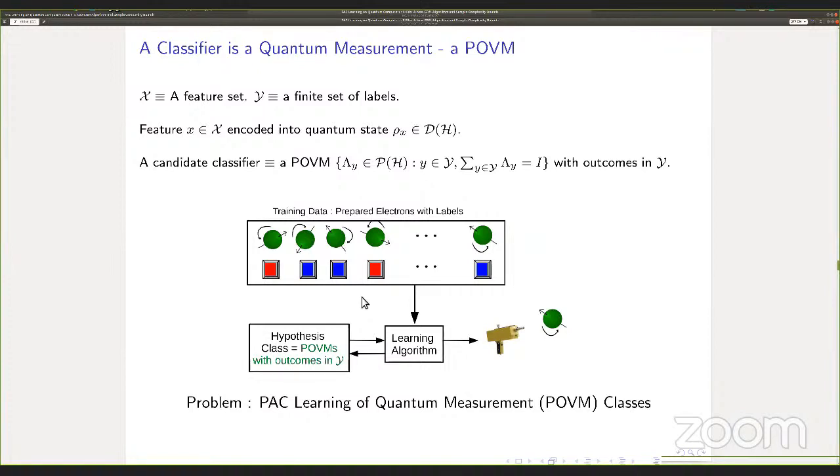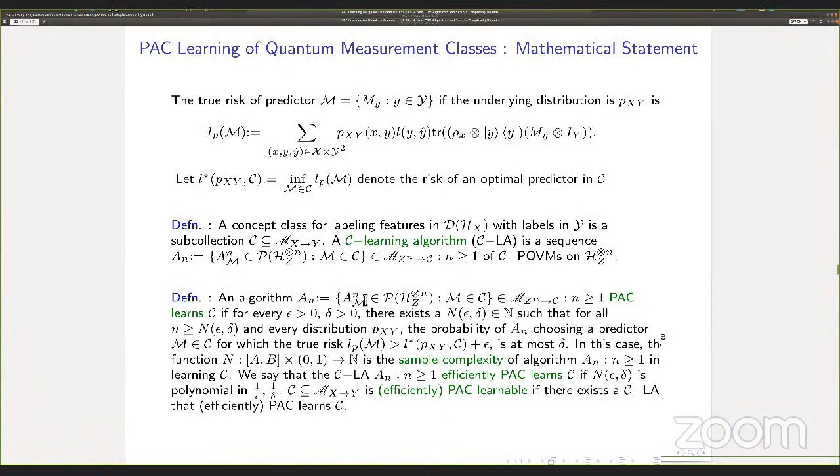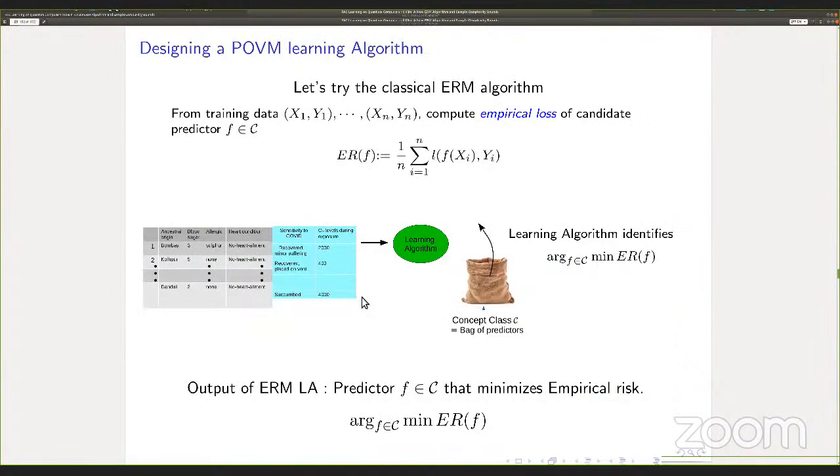That's kind of where I'm going. So you can kind of formalize this. You can write a clear mathematical statement, but I'm not going to go into that. So now let's go back to our empirical risk minimization algorithm. What did we do there? Let's try to mimic that in the quantum setting.